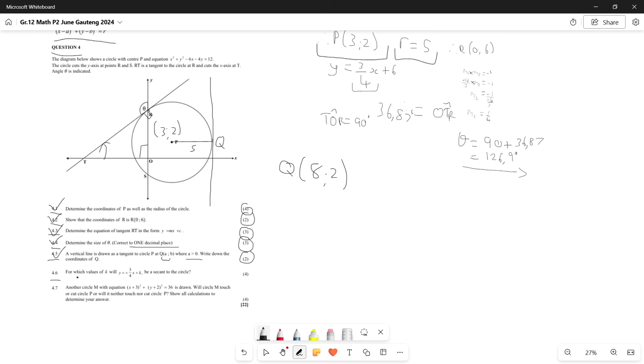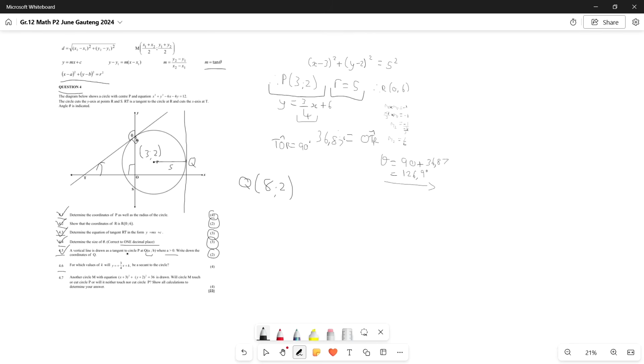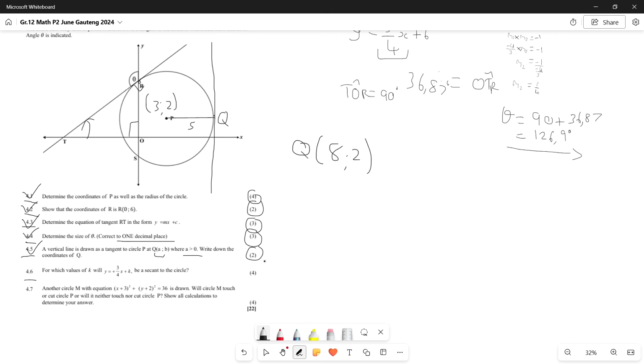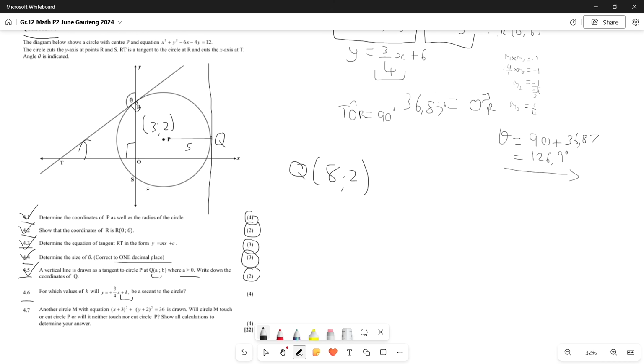Okay, and now 4.6 says for 4 marks, for which values of k will y equals positive 3 over 4 x plus k be a secant, or secant, I don't know how we say that, to the circle. So what we have is a line y equals 3 over 4x plus k. K means we are going to affect our c, our y-intercept, by shifting the graph up and down. The fact that this is 3 over 4 is exactly the same as the gradient of our tangent. So what we know here is that this tangent here is y equals 3 over 4x plus 6.